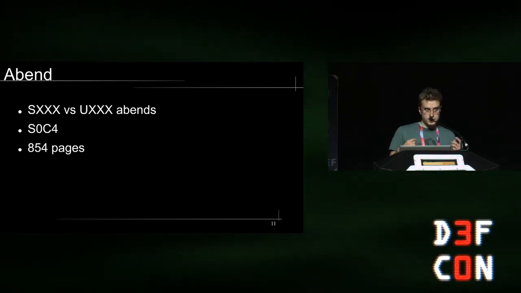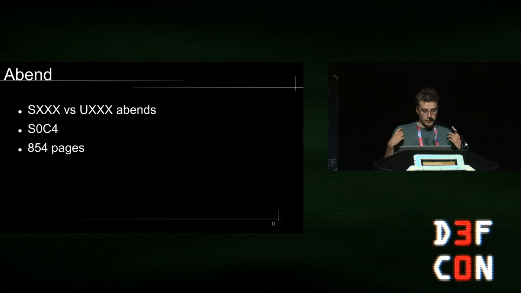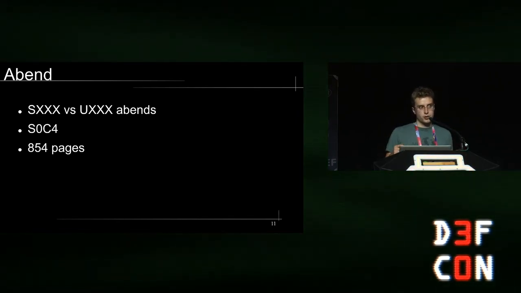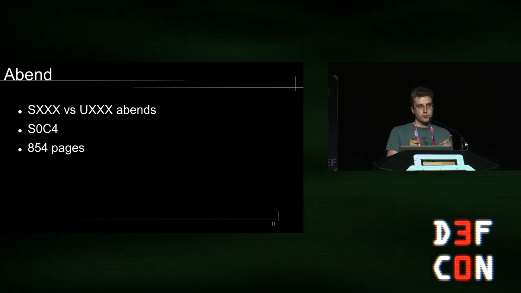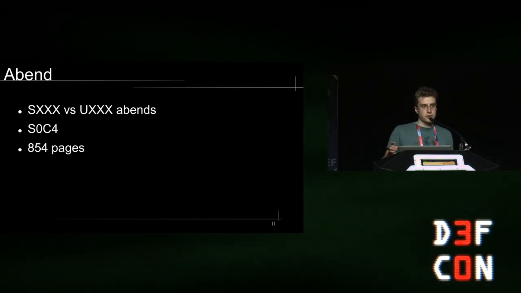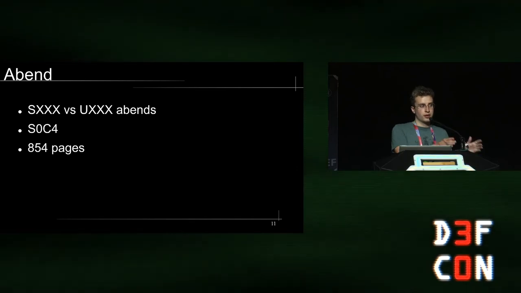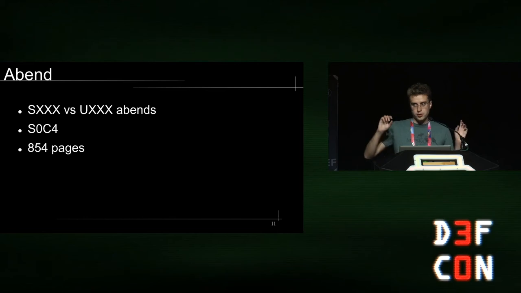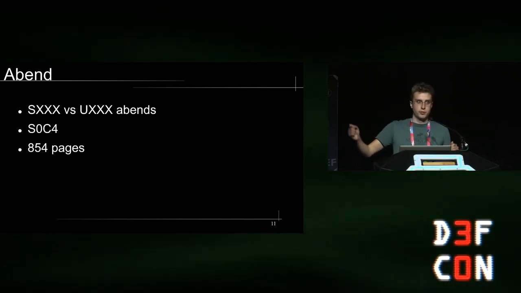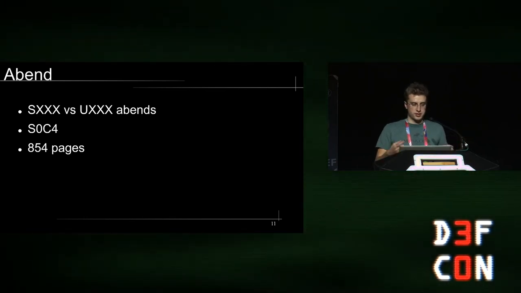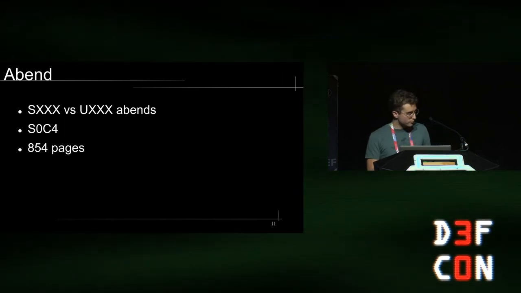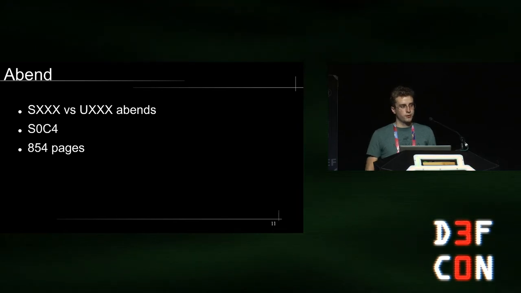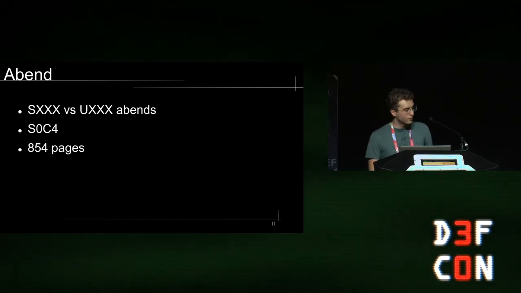Then there's also S0C6. In z/Architecture, every instruction has to be on a half-word boundary, and if it's not, you get an S0C6 abend, so everything needs to be on an even byte. And then S0C1 means that we've tried to execute an instruction, but the operand and opcode don't make sense. It's not a real instruction. If you want to find out more about all the different abends, you can read IBM's 854-page manual about every single one.